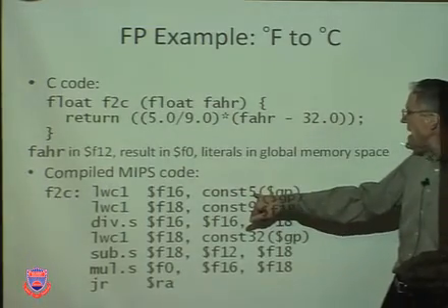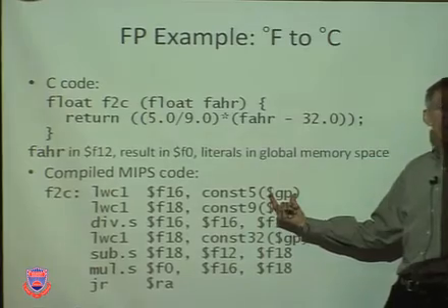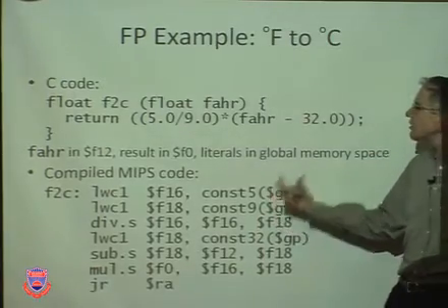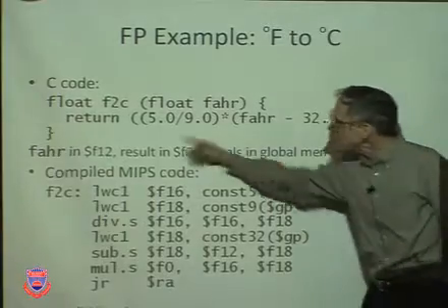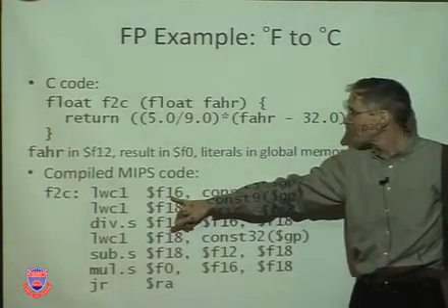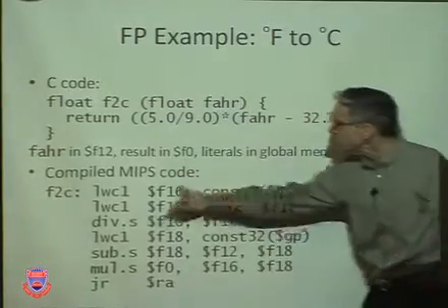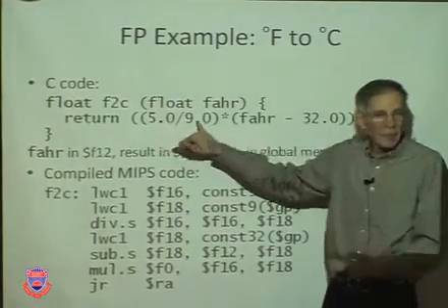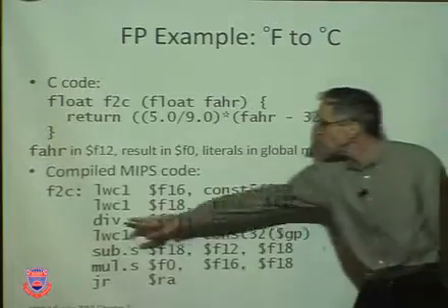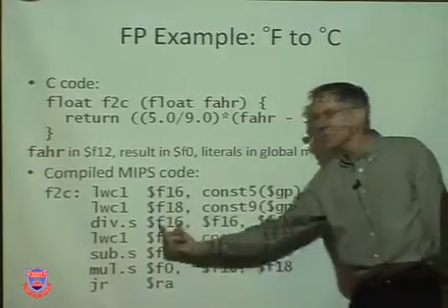Load the constant 5, which is a floating point constant. Where is it? It's pointed to by the global pointer. It's in the global data. So we're assuming that 5.0 as a floating point number is stored. Bring it in and put it in F16, using load word from coprocessor 1. Bring in the 9 and put it in F18. So now I've got the 5.0 in floating point and the 9.0 in floating point. And now I can do a single precision division of 16 and 18 and put the result in 16.